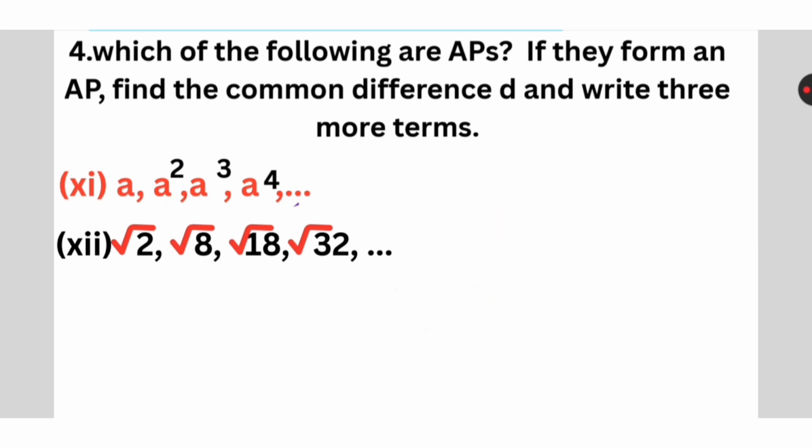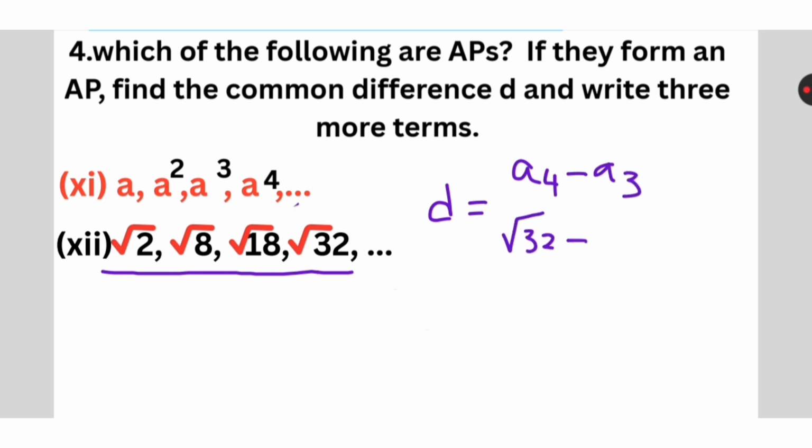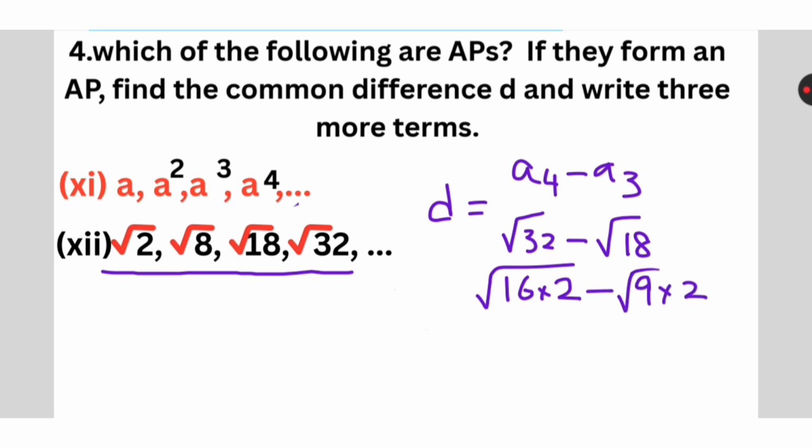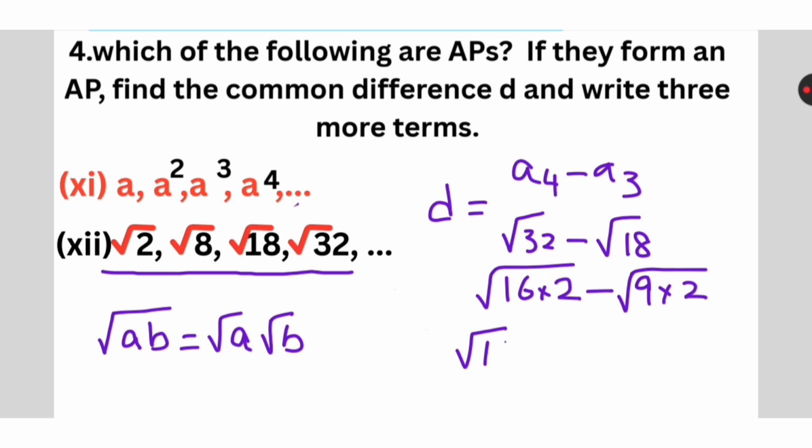Let's take another question, which is root 2, root 8, root 18, root 32. Here see the difference. Fourth term minus third term. What is the fourth term? Root 32 minus what is the third term? Root 18. This 32 we can write as 16 times 2, isn't it? This 18 we can write as 9 times 2, and 16 times 2, it is in the form of root AB. We can write this as root A times root B. 16 times 2 we can write as root 16 times root 2. Root 16 is nothing but only 4, isn't it? Here 9 times 2 we can write as square root of 9, square root of 2. Square root of 9 is nothing but 3.